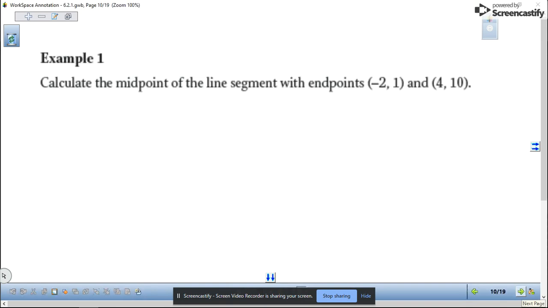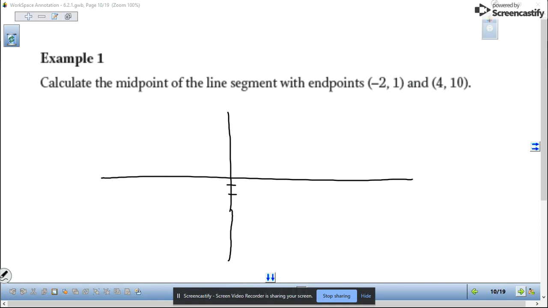All right, so example 1: calculate the midpoint of a line segment with the endpoints (-2, 1) and (4, 10). First thing I'm going to do is very quickly draw myself a line, and I need to go all the way to 10 on the y's. So 4, 10: over 4, up 10. And then (-2, 1), so here. So that's our line. And again, hand drawn, bear with me.